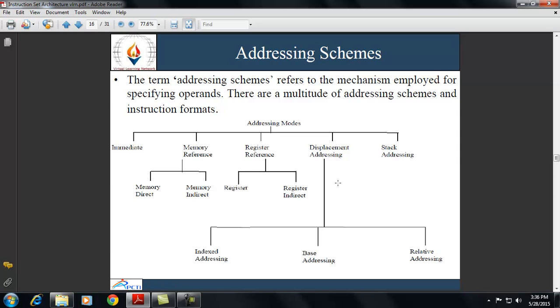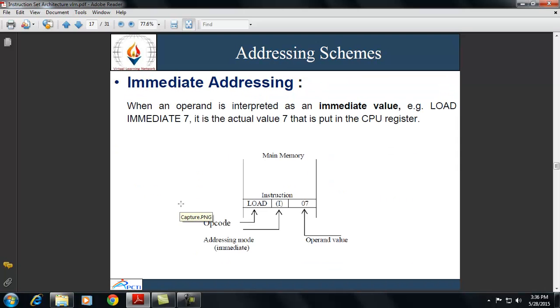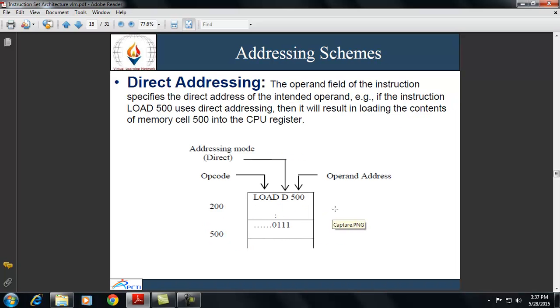Now, what is the use of these different types of addressing? Immediate addressing can be used for moving constants and initialization of variables. If we talk about the immediate addressing, then when an operand is interpreted as an immediate value, it means when an instruction contains the immediate value of the operand, then it is known as immediate addressing. You can see there is instruction load I, for immediate addressing mode, and 7 is the operand value. It means the instruction contains the value of the operand. So this is a type of immediate addressing.